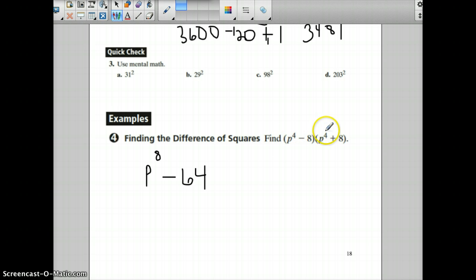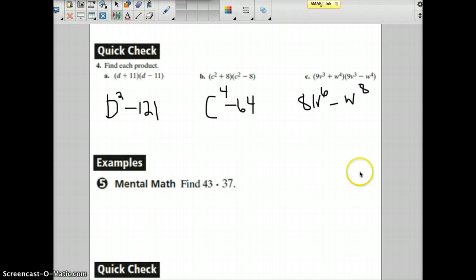Okay? This is the difference of two squares here. Notice how the binomials are both opposite of one another. All right, hopefully you have done the quick check 4, and go ahead and check your answers. And then we're going to move on to example 5.